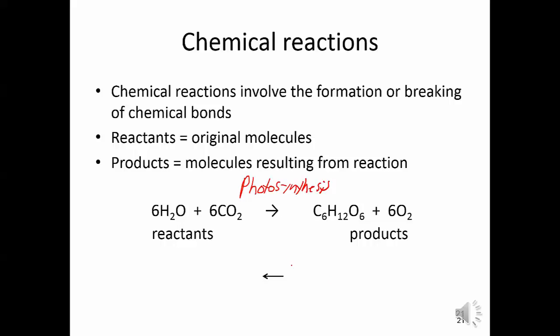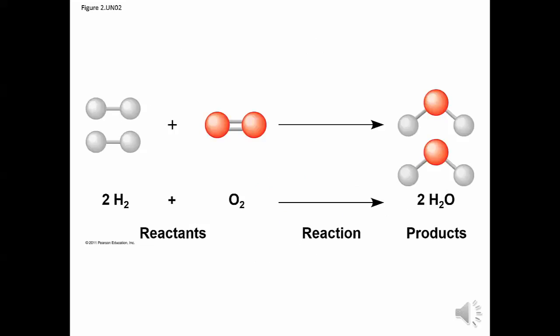The opposite reaction is cellular respiration. So the products of one reaction can be the reactants in another reaction. So to get these reactions to take place, we change the chemical bonds. We're going to break these covalent bonds and reform them into a new product.